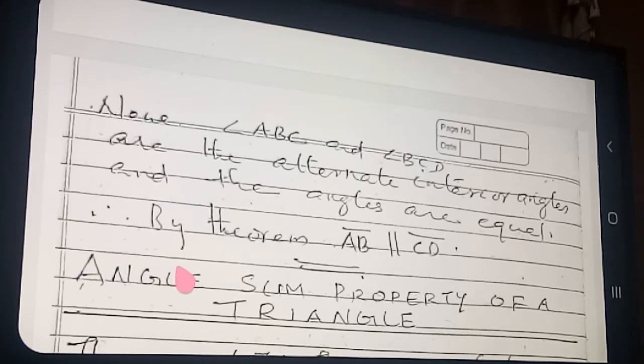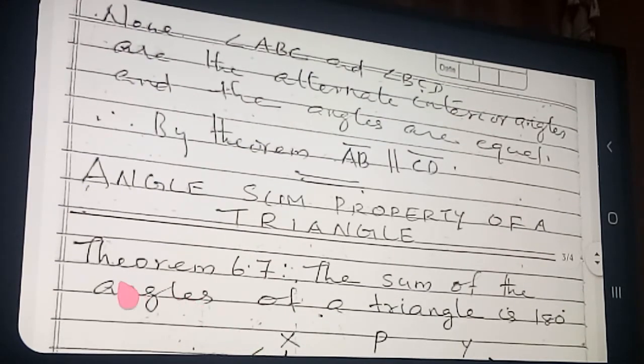Now we are going to learn a very important theorem, the angle sum property of a triangle. You may have studied, you may have heard in the previous year, that the sum of all angles of a triangle is 180. But we want to prove it here. Theorem number 6.7: the sum of the angles of a triangle is 180.